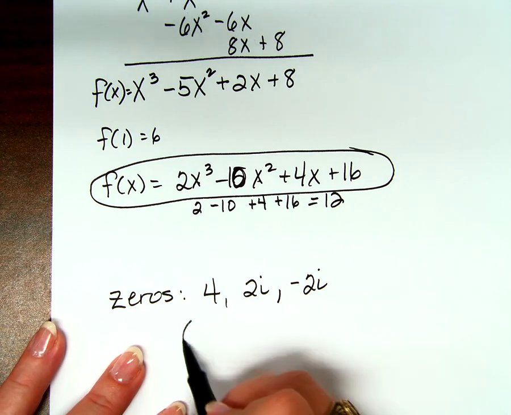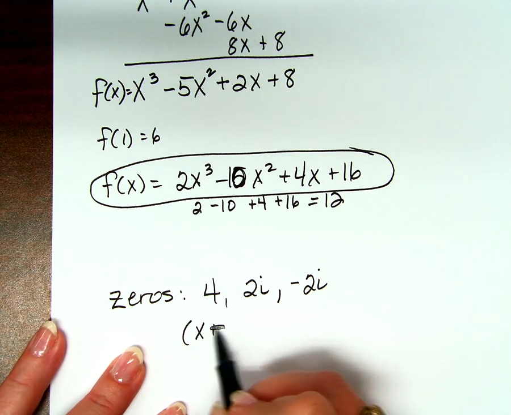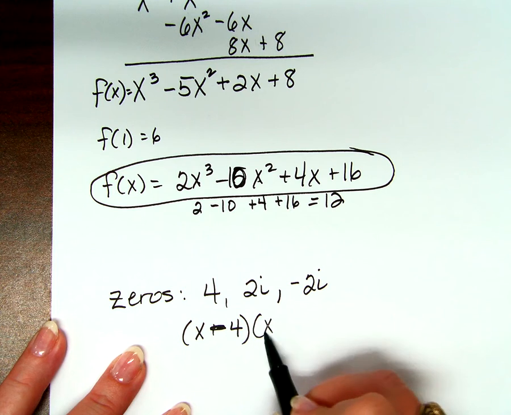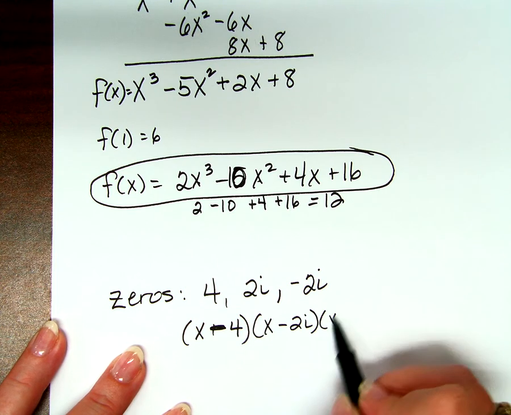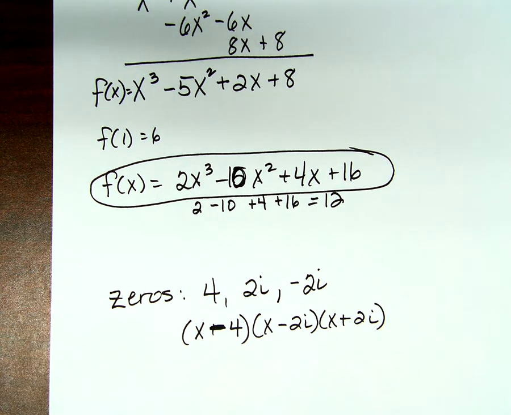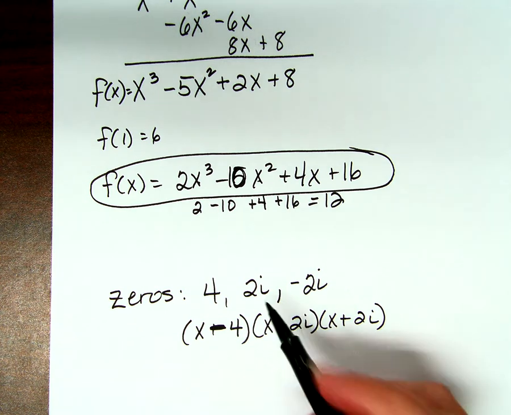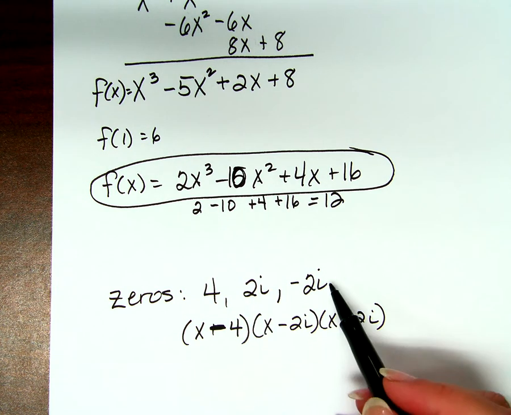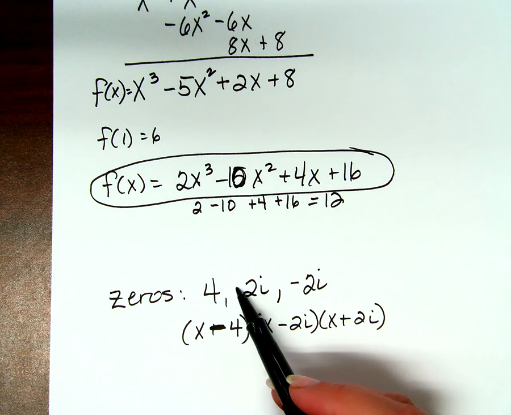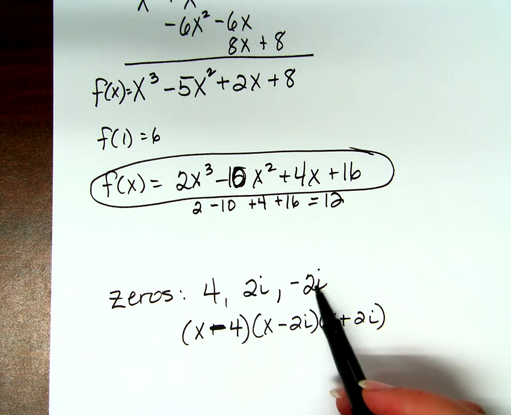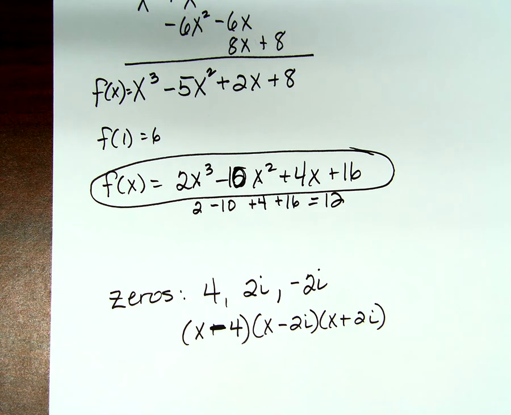Okay? So when you go to write your factors, you have x minus 4, you have x minus 2i, and x plus 2i to multiply out. Does that make sense? So don't forget about that complex conjugate one. If it tells you an i value, you've got another one. It might tell you you have 4 and negative 3i. Well, then you automatically know you have another one where? Positive 3i, right? Does that make sense? Okay.